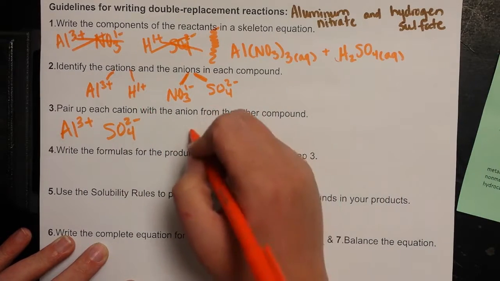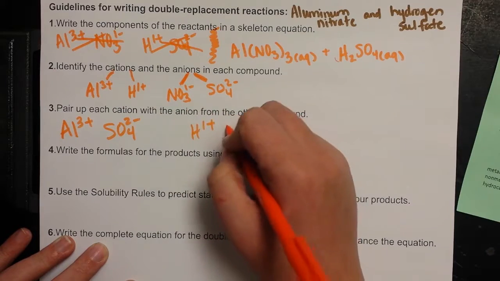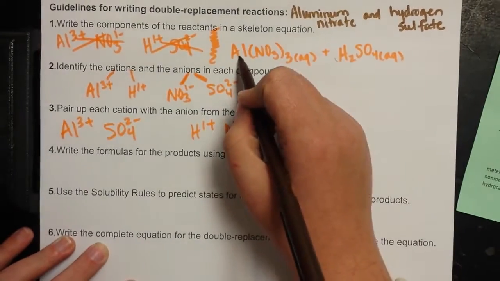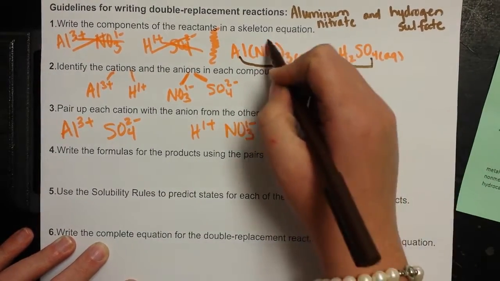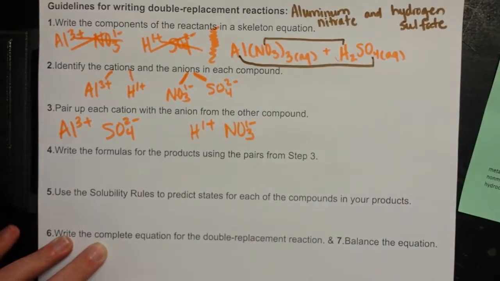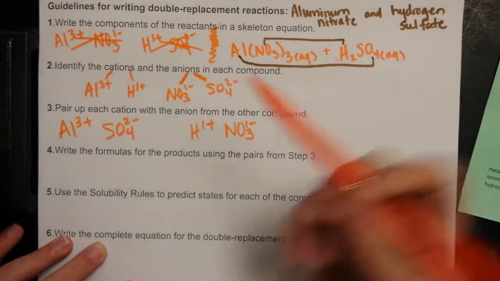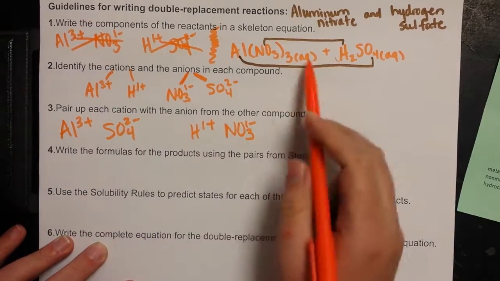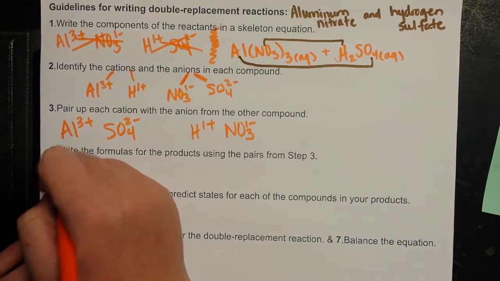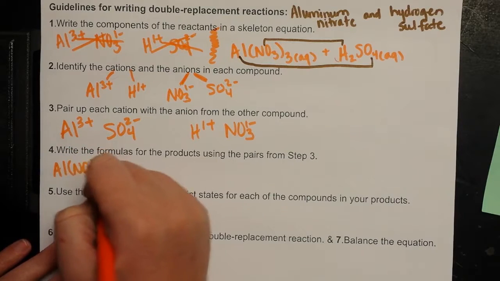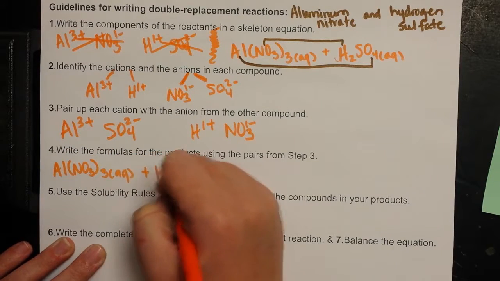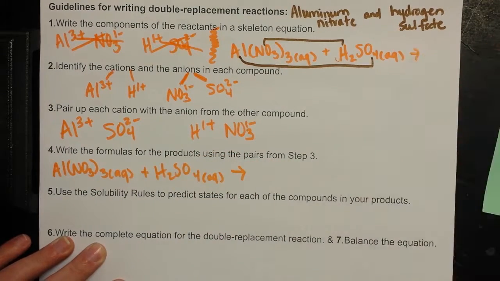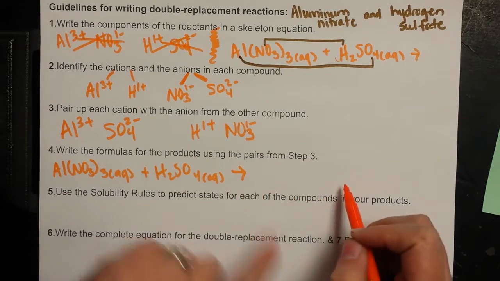Then you're going to take the other cation and pair it up with the other anion. So if you look here, Al ended up taking sulfate and hydrogen ended up taking nitrate. You're going to write the formulas for the products using these pairs, and it's best if you just add them on to the end of this equation. So if you already have Al(NO3)3 aqueous reacting with H2SO4 aqueous to produce some products, you're going to just swap and drop to write your formulas for your products.